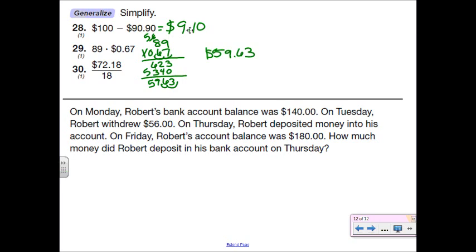And then the last one is $72.18 divided by 18. So how many times does 18 go into 72? Well, 18, 36, 54, and then 72 is 4 times. 4 times 18 is 72. So then it goes into 1 0 times. So we have to bring down the 8, and it goes into 18 1 time. So you have $4.01.